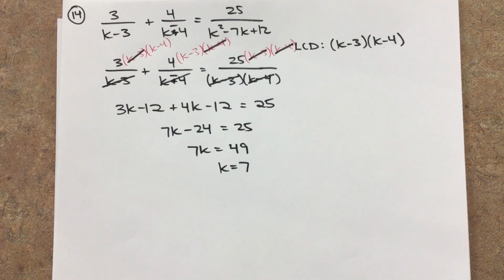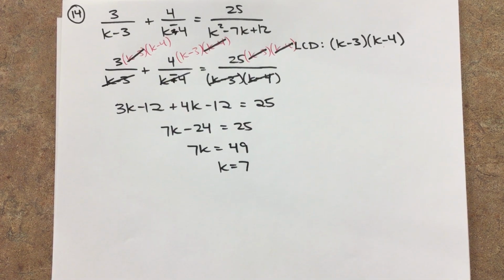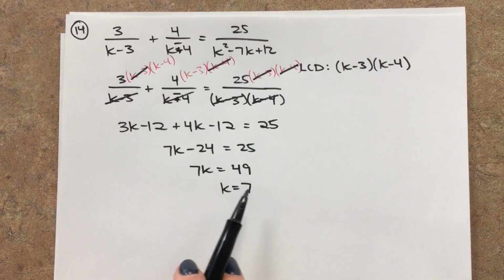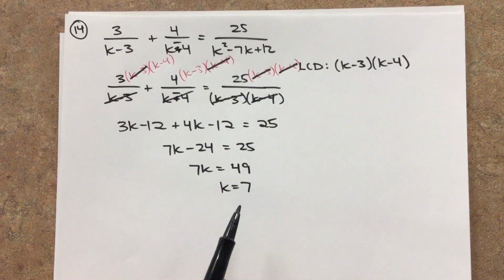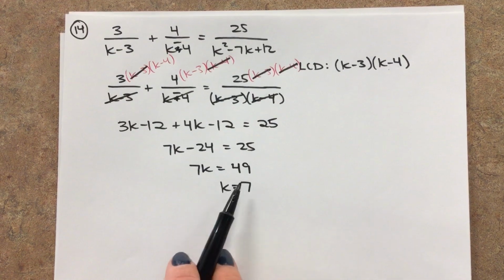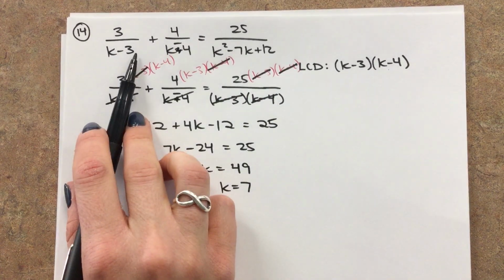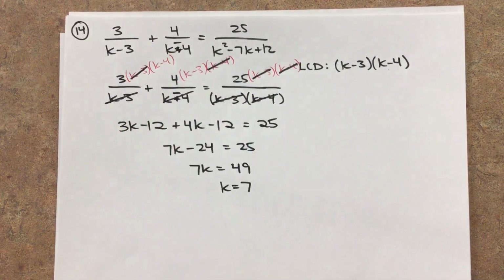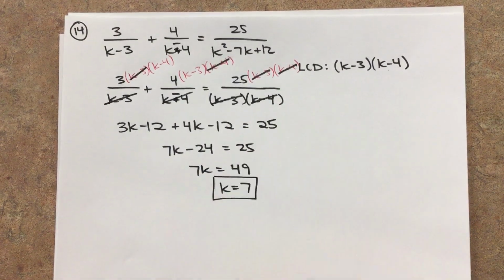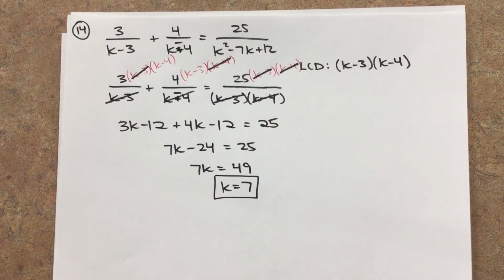And then for these, I talked to you guys on number 15 about checking your answers by plugging them back into the denominators, and you're just making sure your denominators don't come out to be 0. So if you plug the 7 in right here, 7 minus 3 is fine, 7 minus 4 is fine. So this is not extraneous.